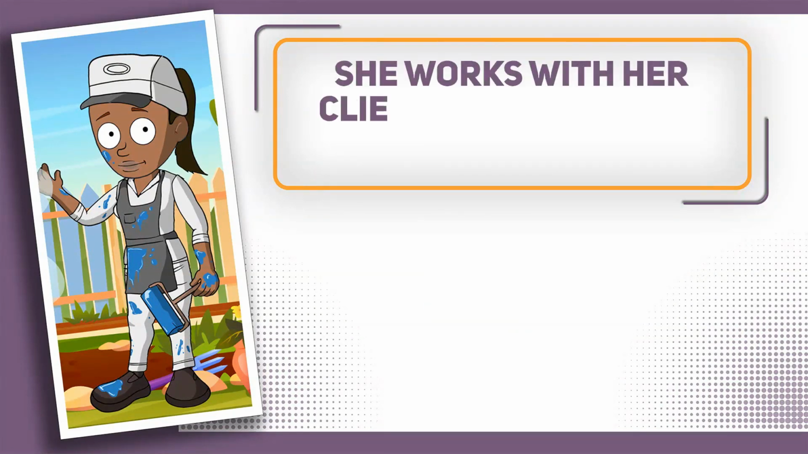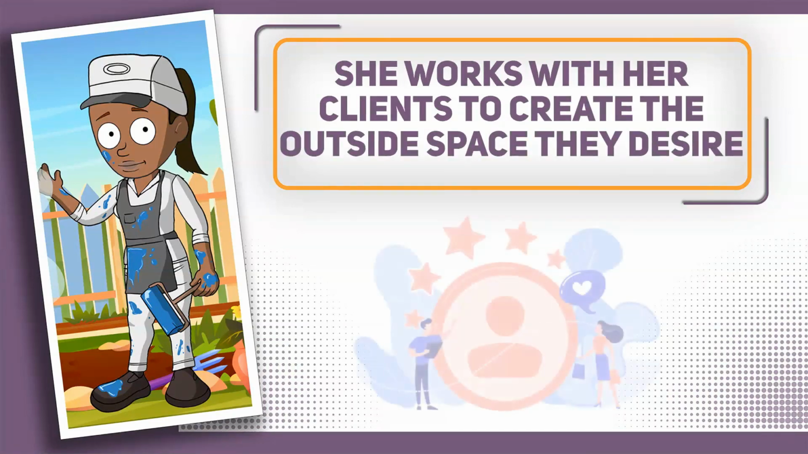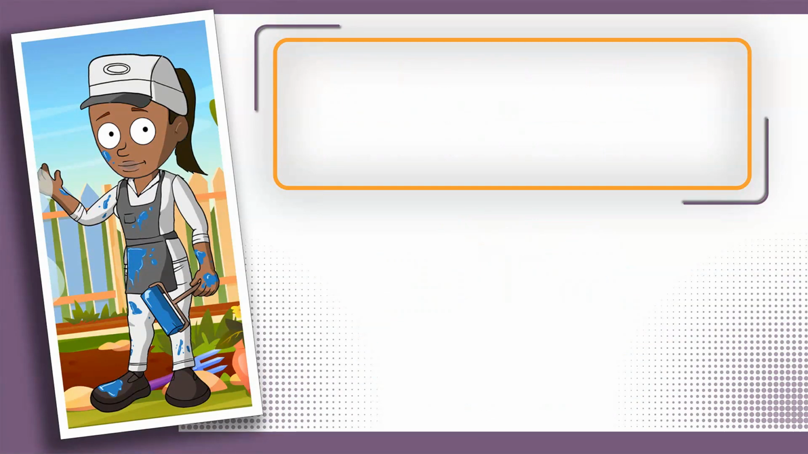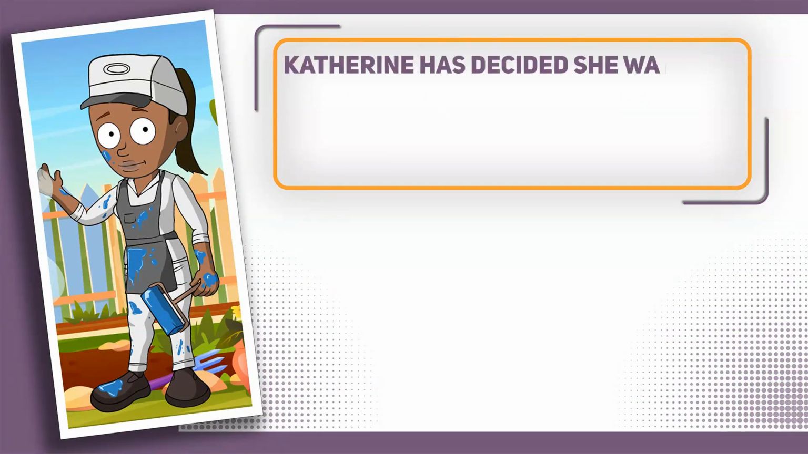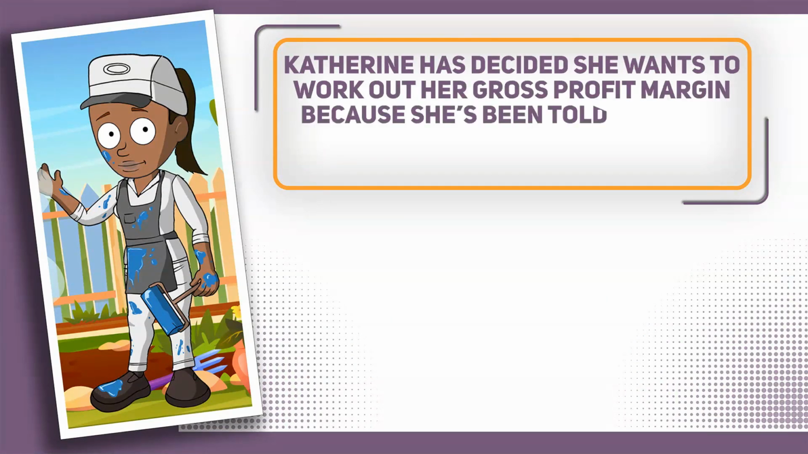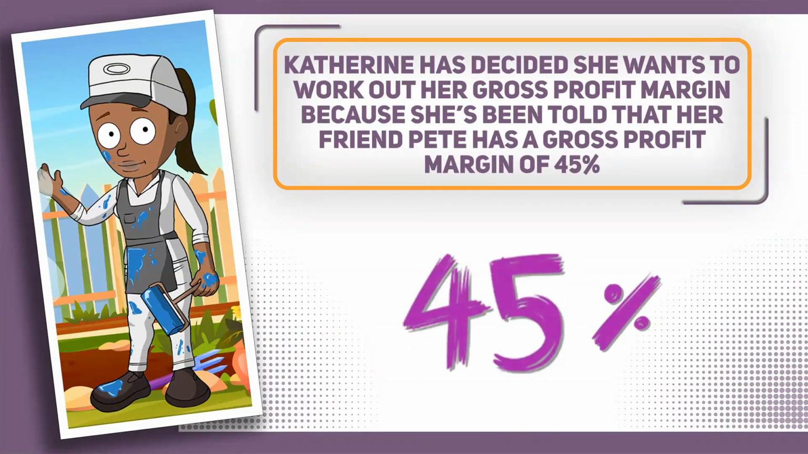She works with her clients to create the outside space that they desire, everything from drawing out the plans to planting the beautiful flower beds. Catherine has decided that she wants to work out her gross profit margin because she's been told that her friend Pete, who owns a rival company called Pete's Patios, has a gross profit margin of 45%.